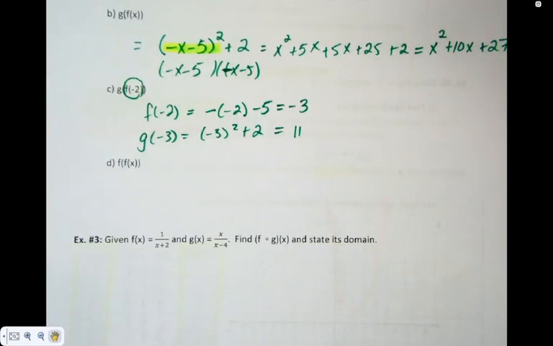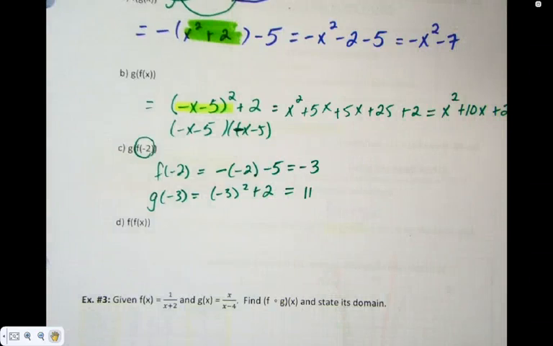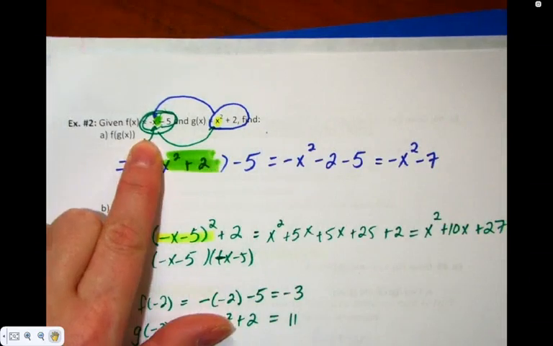F of f of x. Say that 5 times fast. F of f of x. What does that mean? Take f and stick it in itself. So we're taking all of f and putting it into itself. It's kind of a weird thing, you can't see what I just did there. Taking f and putting it into itself. That's kind of a really weird thing.